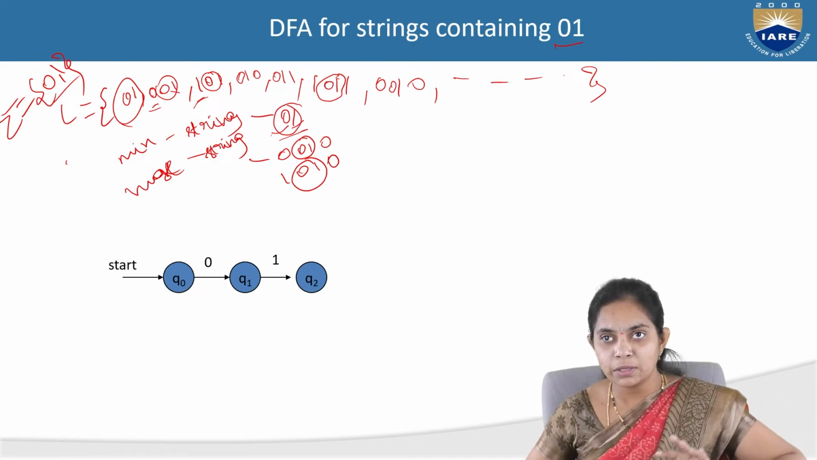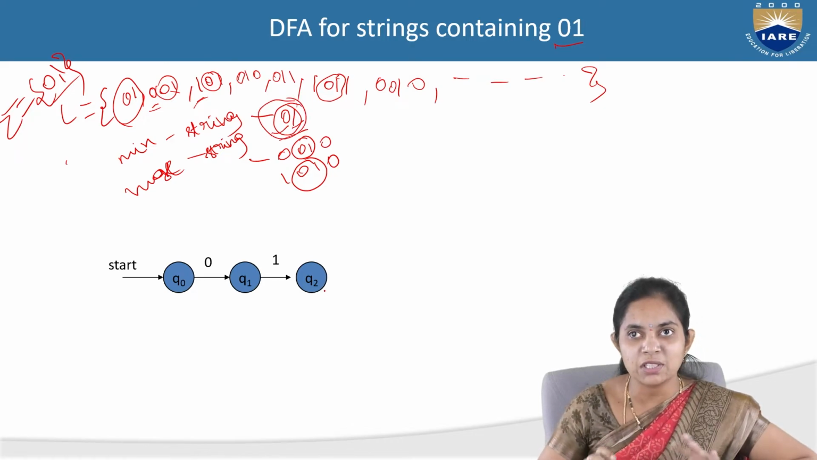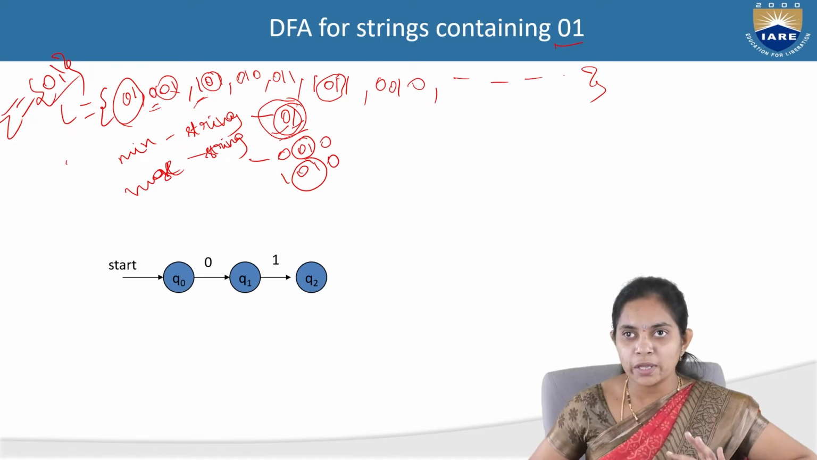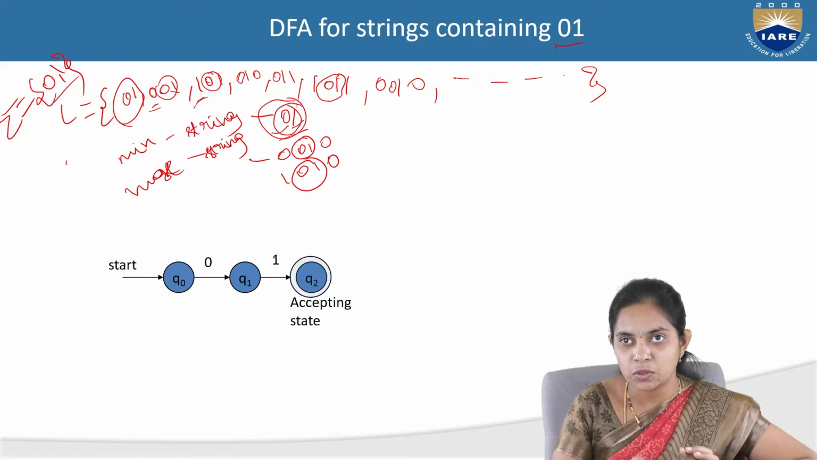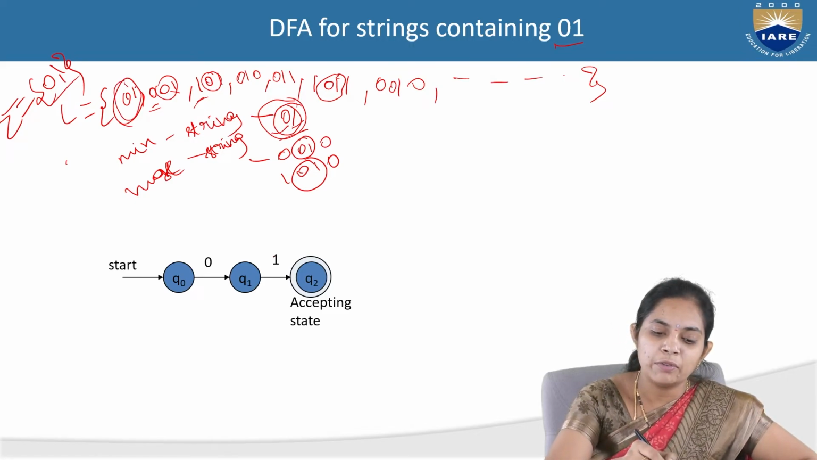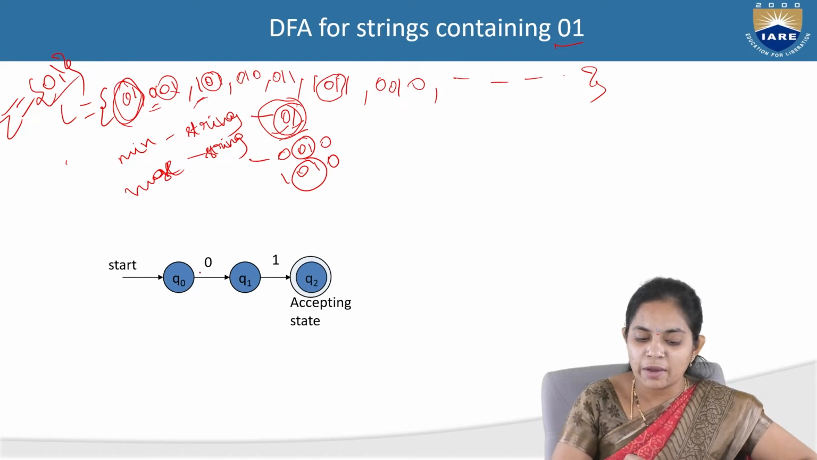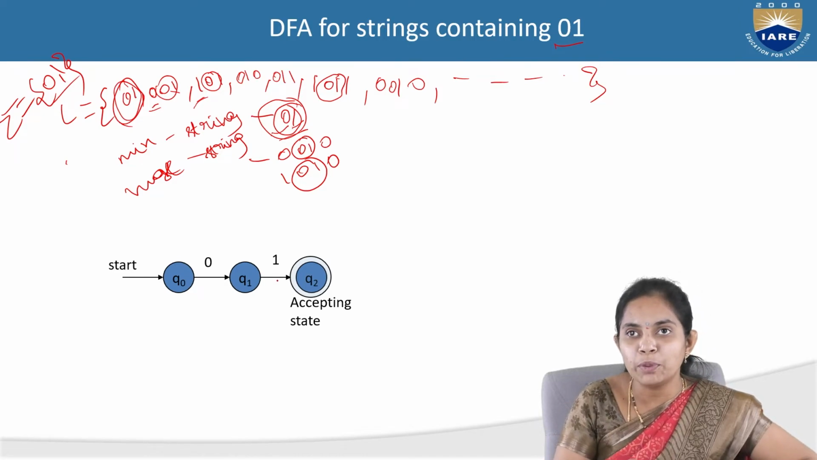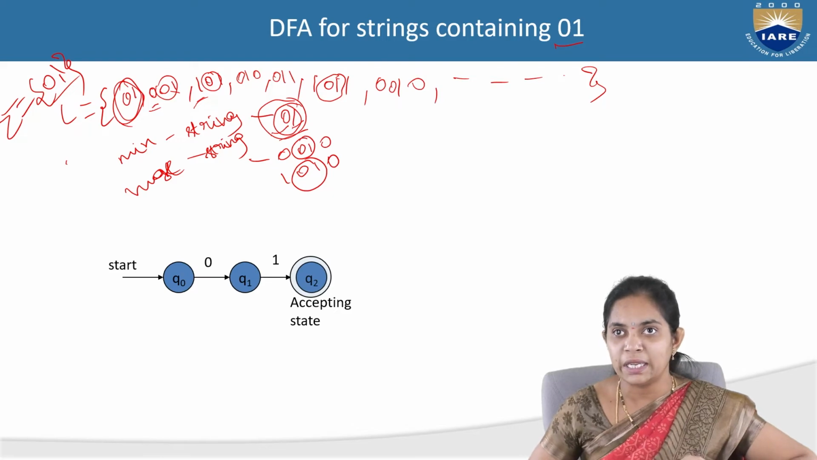After finishing this, it leads to either an accepting state or a rejecting state. So I am stating Q2 as a final state. Why? Because 0, 1 has already been reached. If you give the DFA the input 0, 1, then after consuming these two inputs, it reaches the accepting state. So this is the minimal construction of the DFA.